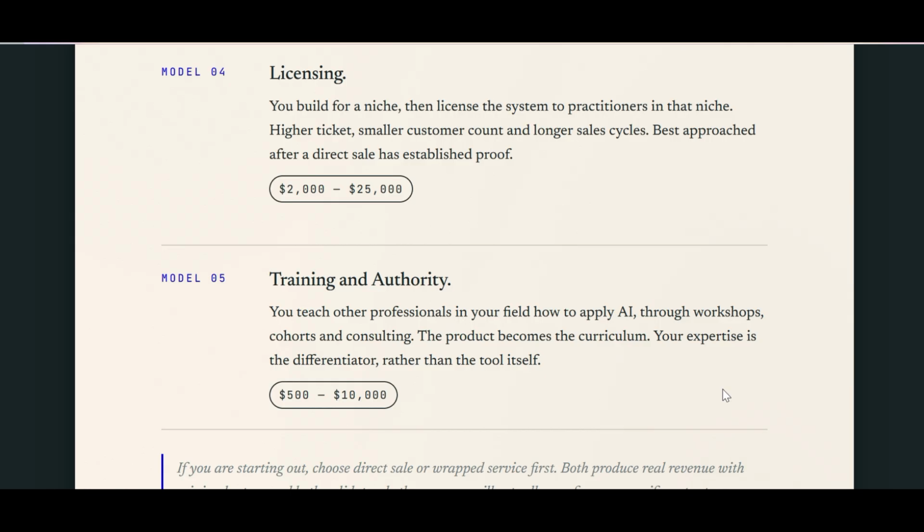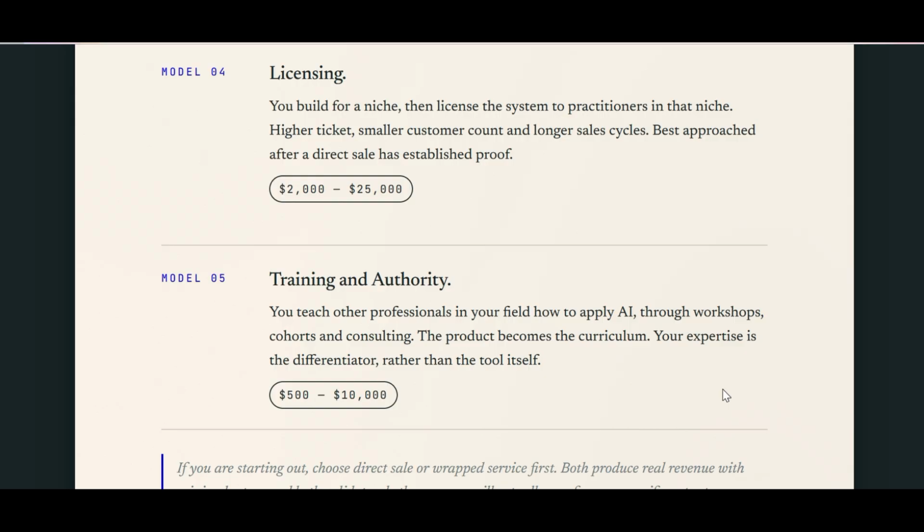You teach other professionals in your field how to use AI effectively within their specific context. Workshops, cohorts, consulting engagements. Here, your expertise is the differentiator, not the tool itself, and the pricing reflects that. This model tends to grow naturally out of the credibility built by shipping and selling a real product. The product becomes evidence that the training is worth attending.